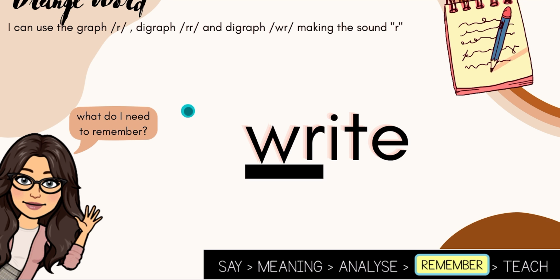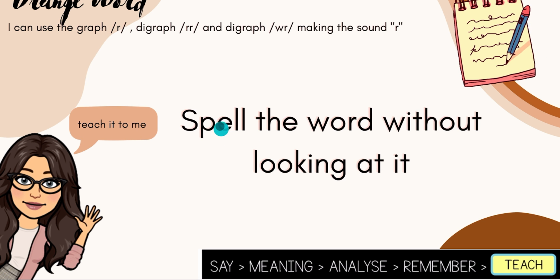What part of this word write do you need to remember? Perhaps it's the digraph WR, which makes the singular R sound, or it might be the digraph TE, which makes the T sound. Okay, have an attempt at spelling the word write without looking at it. Remember, this word write is referring to putting pen to paper.